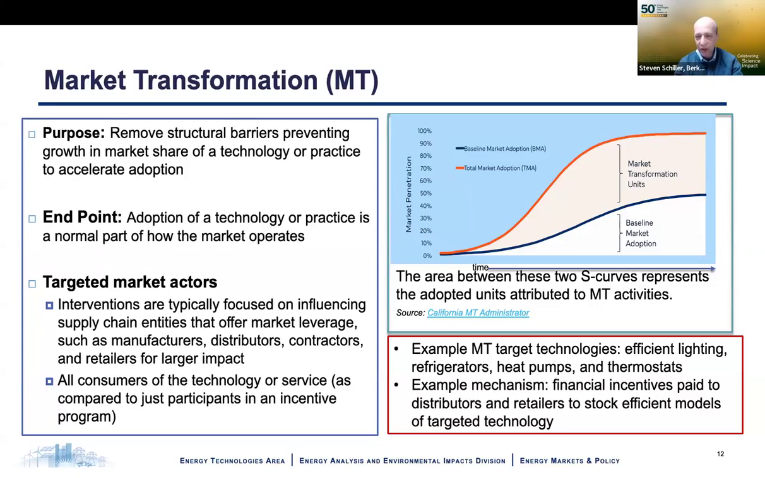These are the sort of standard curves that demonstrate over time the adoption of any technology, whether it's your mobile phone or a heat pump or LED lamps. You have a baseline market adoption that would occur naturally in the marketplace. And then the orange line is a faster adoption rate, the market transformation units being the difference that are encouraged based on the program. So what you're looking for is adoption of a technology or practice that just becomes normal of how the marketplace operates. This might occur over time.